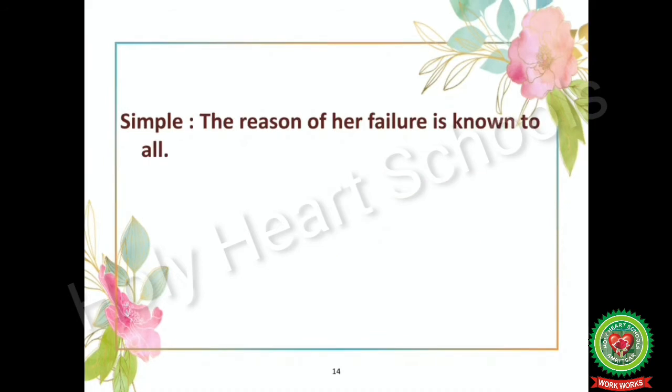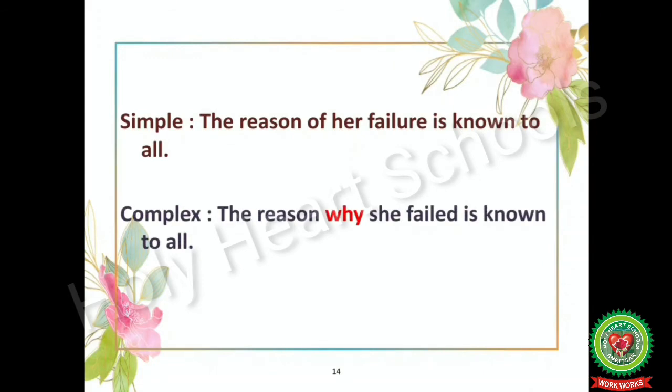Let's see the next sentence. The reason of her failure is known to all. Now, which reason is known to all? The reason why she failed is known to all. Now, students, here the word why describes the noun reason, and the two finite verbs used in this statement are failed and known. Now, next sentence.